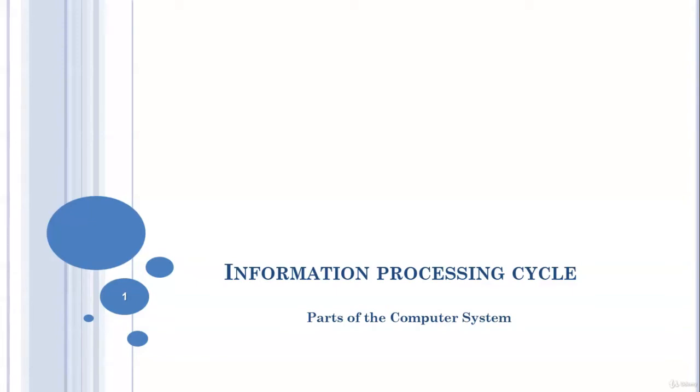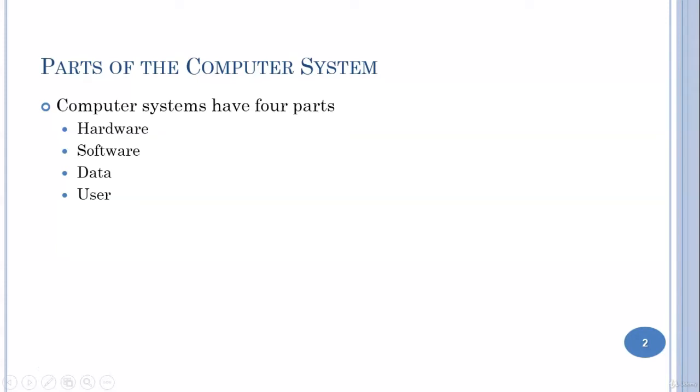In this lesson, we will discuss different parts of a computer system, and we will also see what an information processing cycle is. Now, as far as a computer system is concerned, it has four main parts. Number one, hardware. Number two, software. Number three, data. And number four, user.